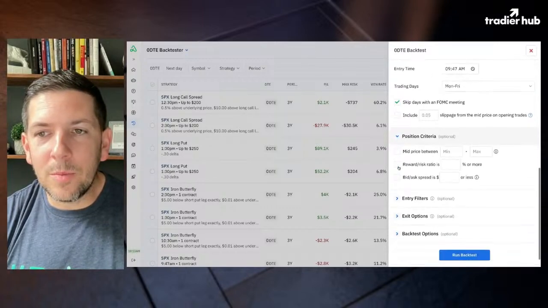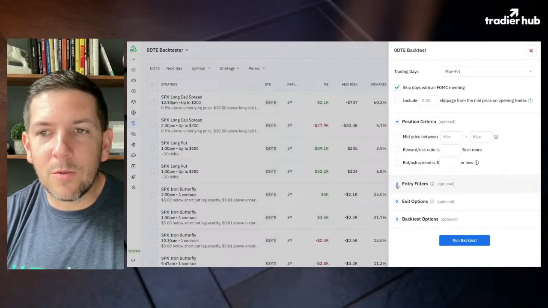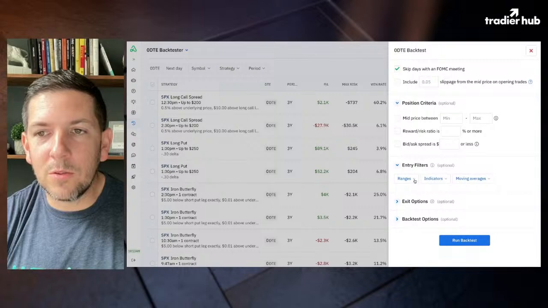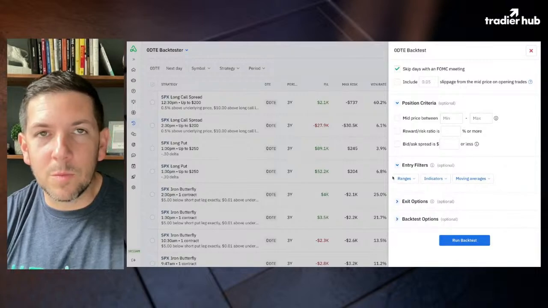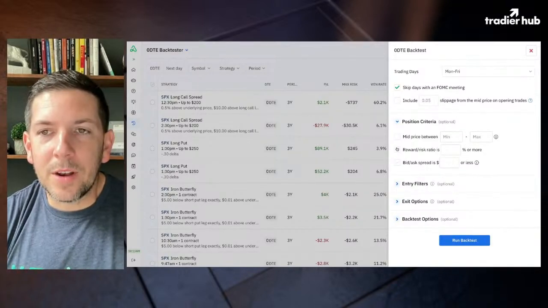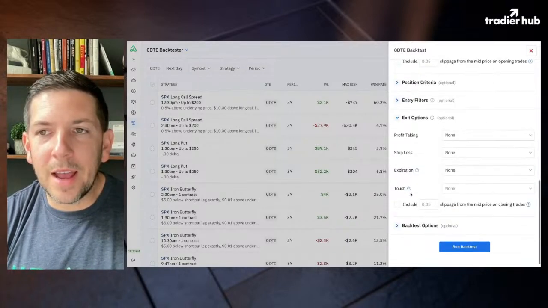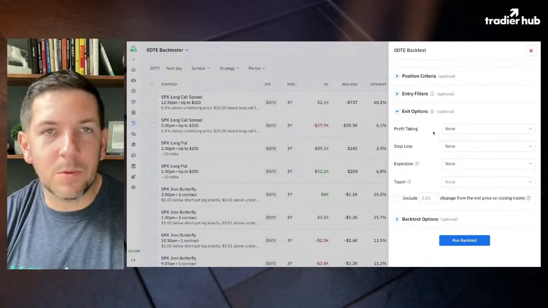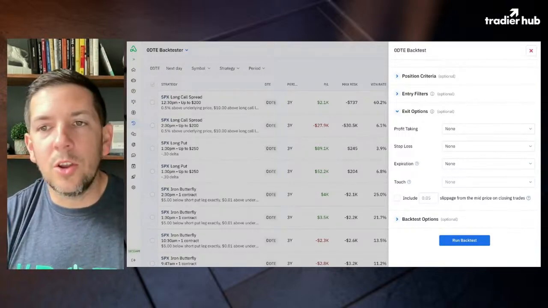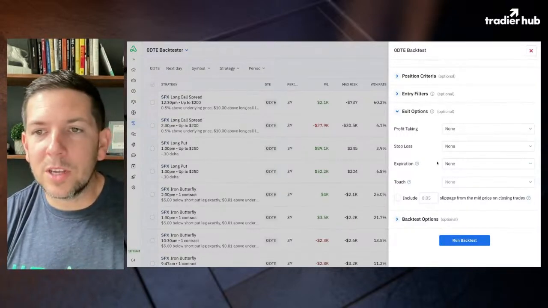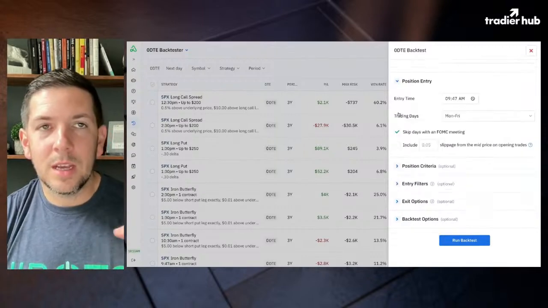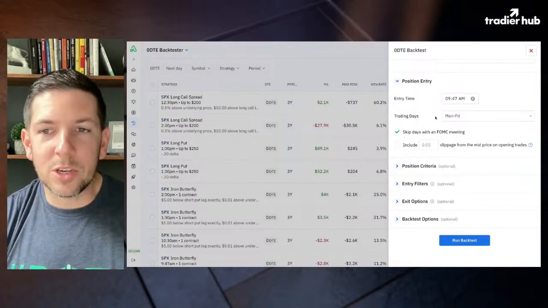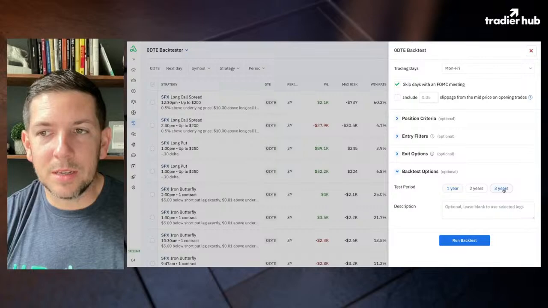Now, we're not going to include any position criteria or entry filters here. Notice you can include ranges or indicators or moving averages. You can throw a bunch of these in here for testing purposes, which we might do in a little bit. But for now, let's just keep it really simple. And then for exit options, we're going to keep this very simple as well. We're going to let it run to expiration. No profit taking, no stop loss, no touching, no nothing. Just enter the position, let it go to expiration, see what it does. And we'll run it for 3 years. We'll see how it performs, okay?